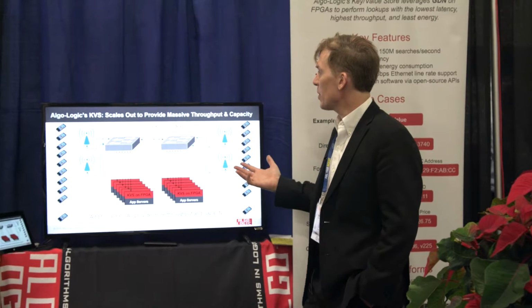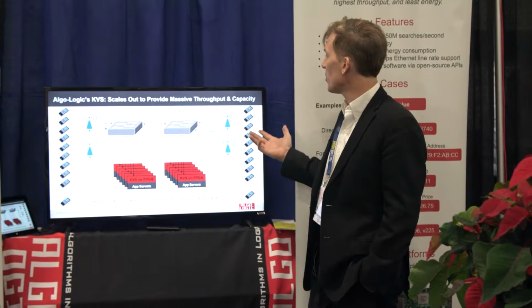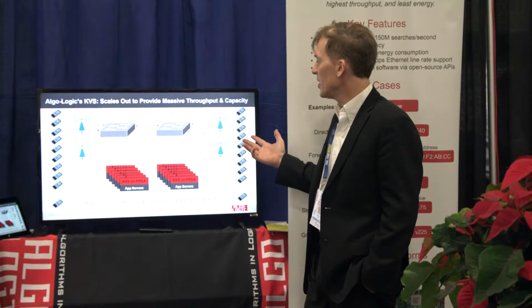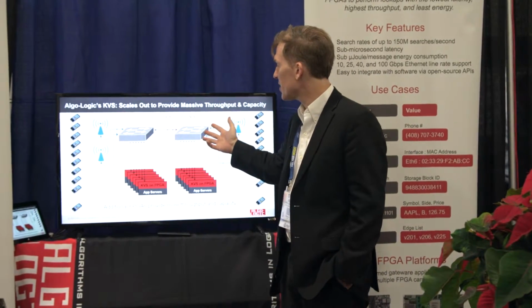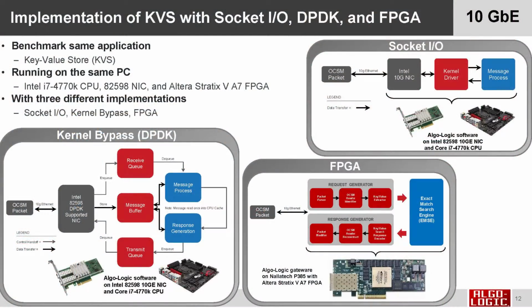So this is an example of how the key value store scales out to give massive throughput capacity. In this case, instead of having just one switch, we have multiple switches in a data center, typically at the top of the rack. And we have not just one, but multiple key value stores that are installed in the servers.